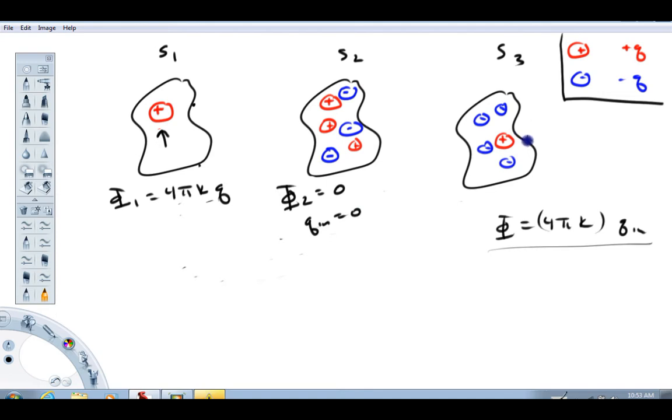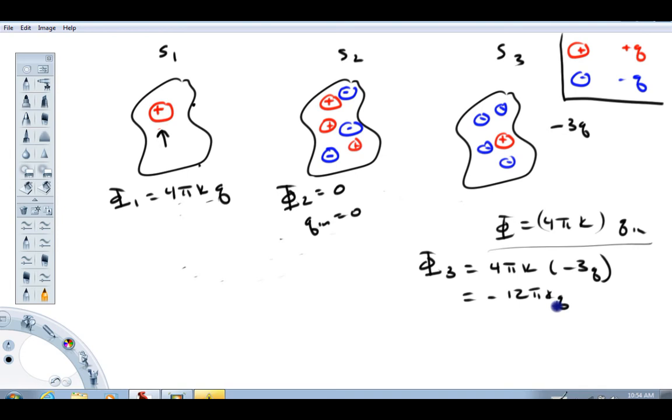For surface 3, I've got 4 minus q's and 1 plus q. So the net charge inside of surface 3 is minus 3q. So the flux through surface 3 is going to be 4 pi k times minus 3q, or we could simplify that to minus 12 pi kq. The minus sign has a physical interpretation. It's no problem. It just means that the field lines are coming into the surface. That's a net inward flux instead of a net outward flux.